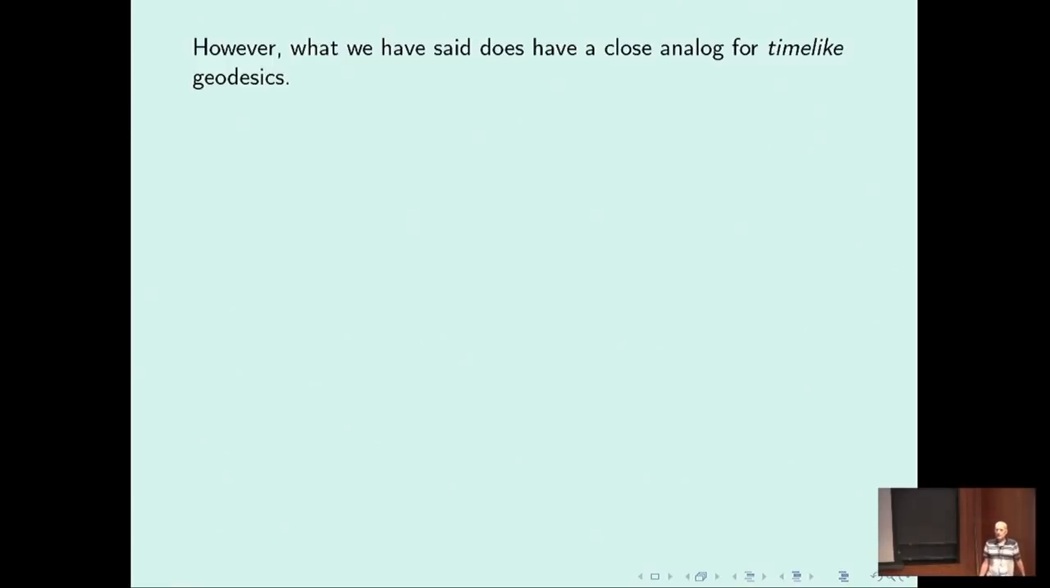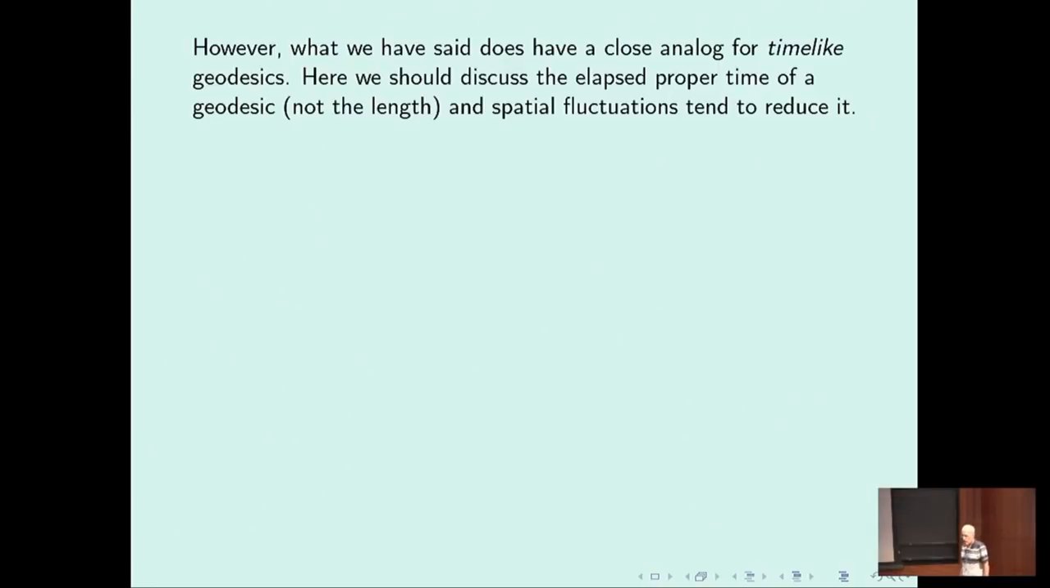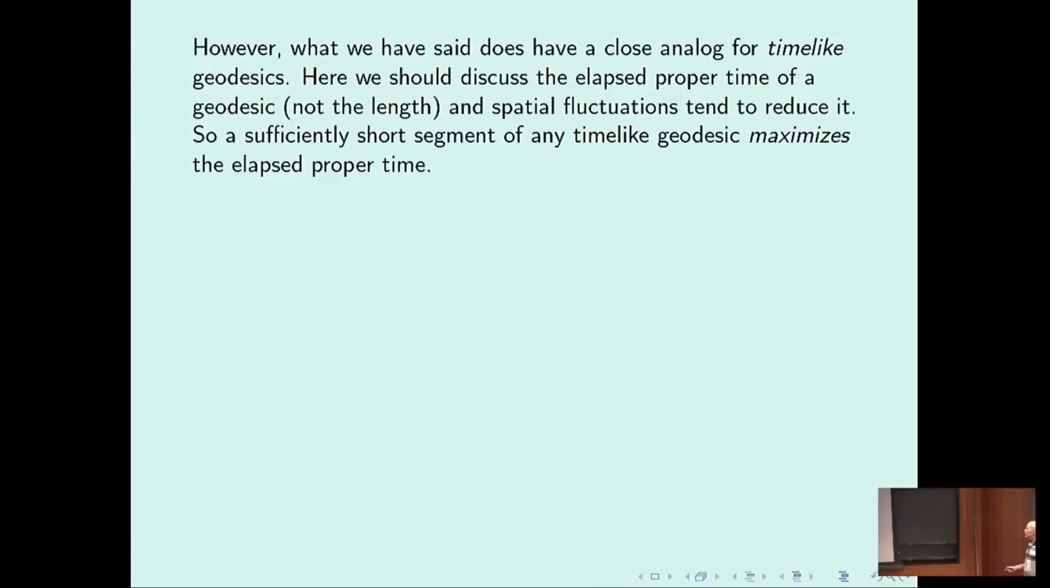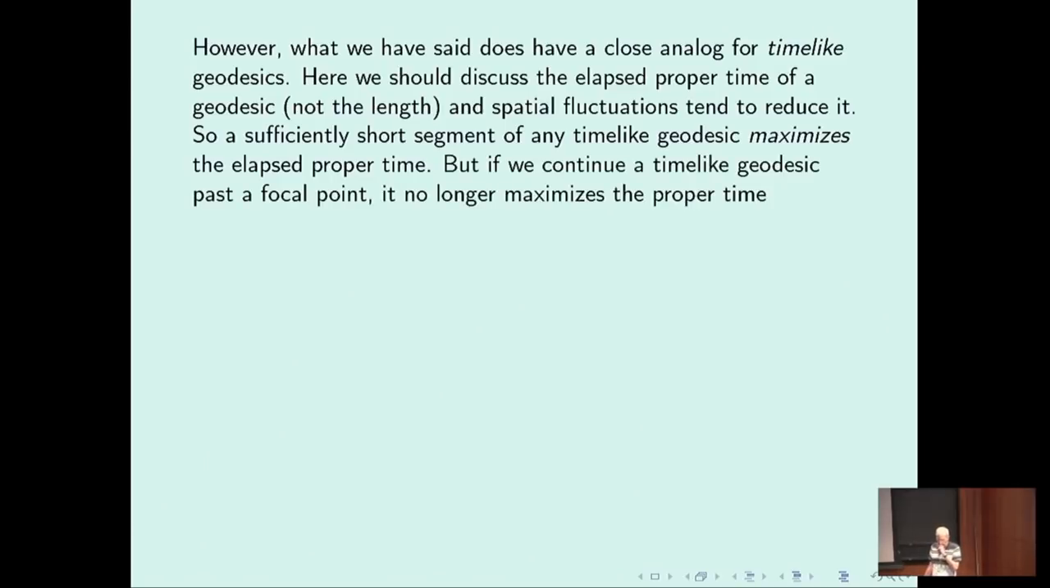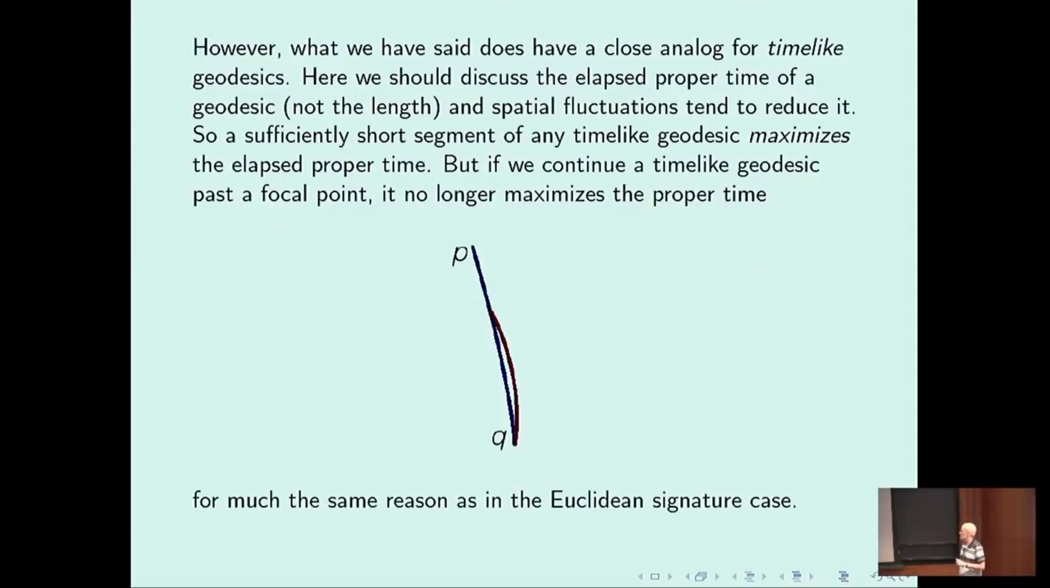But what happened in Euclidean signature has a beautiful analog for time-like geodesics. Here we discuss the elapsed proper time along a geodesic, not the length, and spatial fluctuations tend to reduce it. So a sufficiently short segment of any time-like geodesic maximizes the elapsed proper time. But if you continue a time-like geodesic past a focal point, it no longer maximizes the proper time. So the blue is meant to be a time-like geodesic from P to Q.